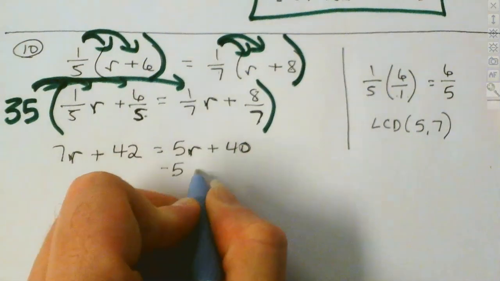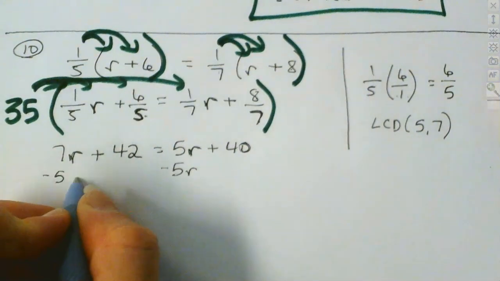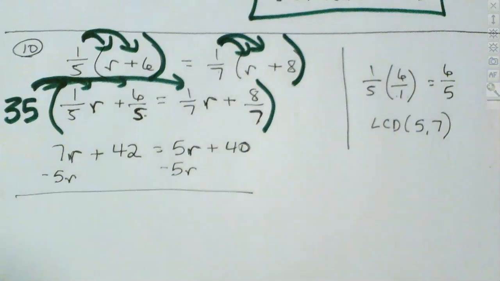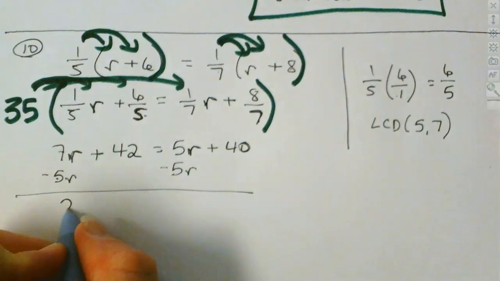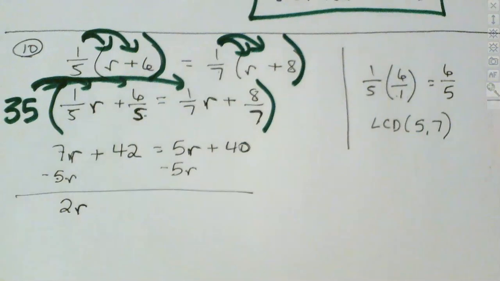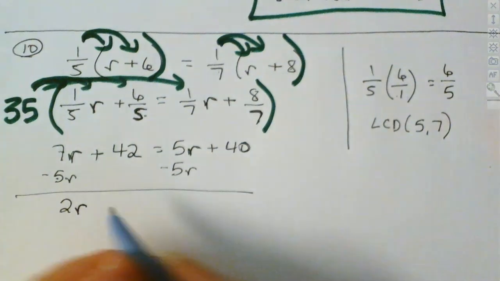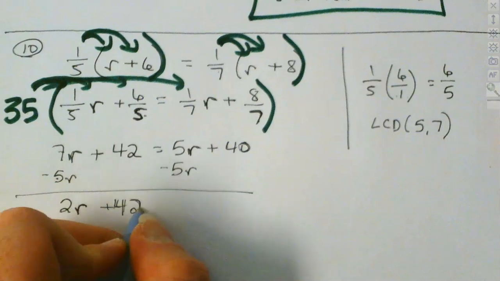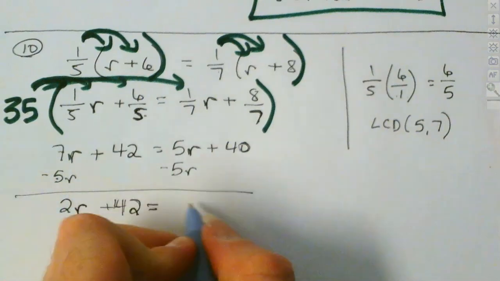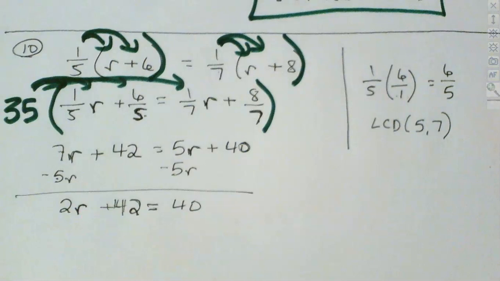Move that 5r over with subtraction. Positive 7r minus 5r. 7 is bigger, so it's positive. That leaves you with a 2r. And then we've got a plus 42, and that equals 40, doesn't it?